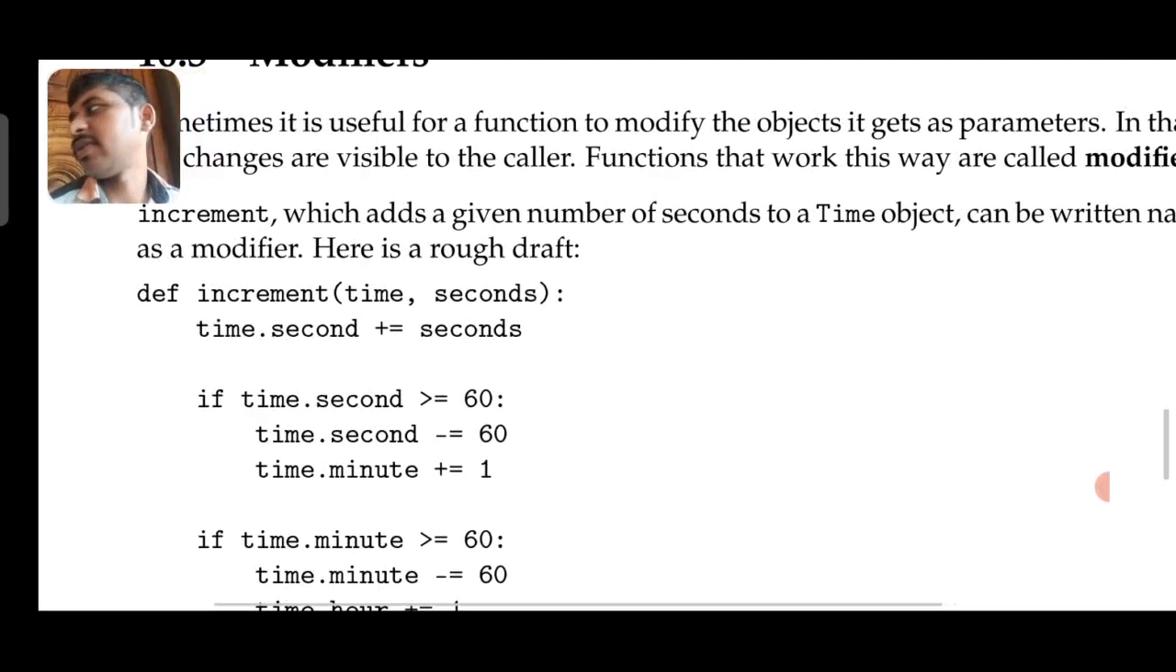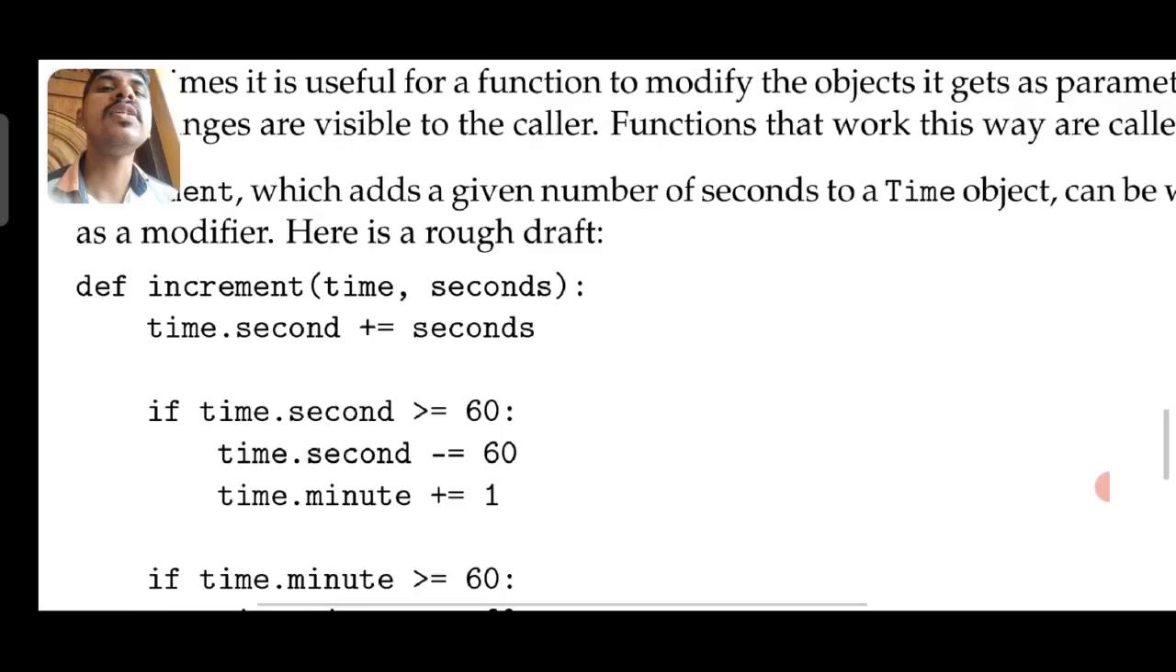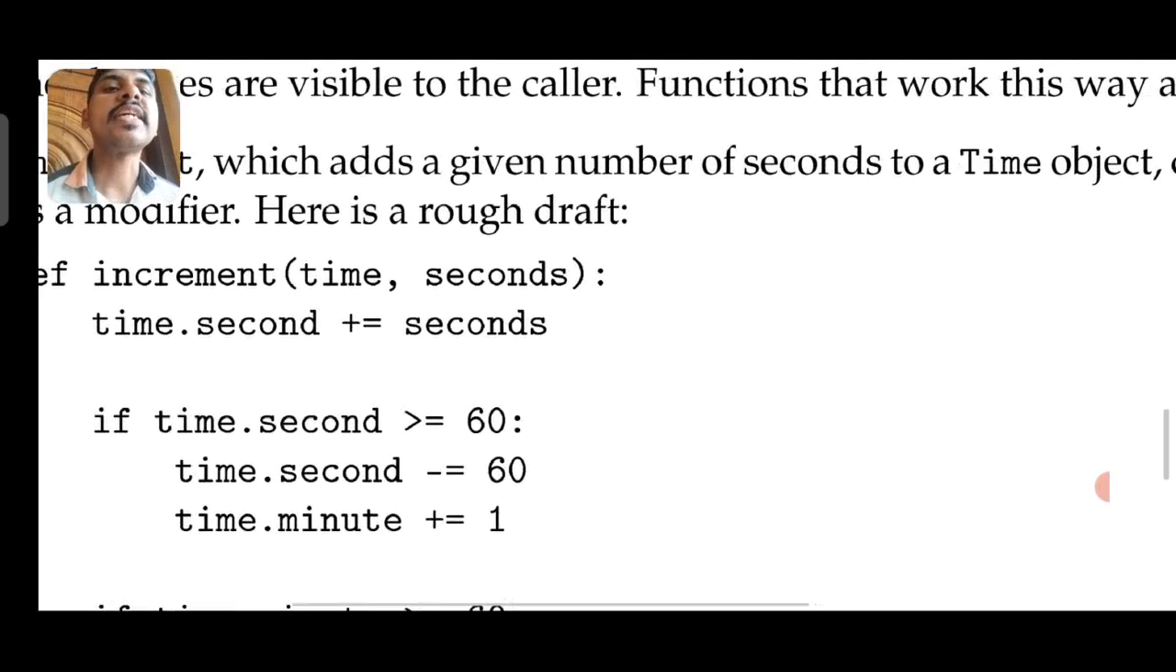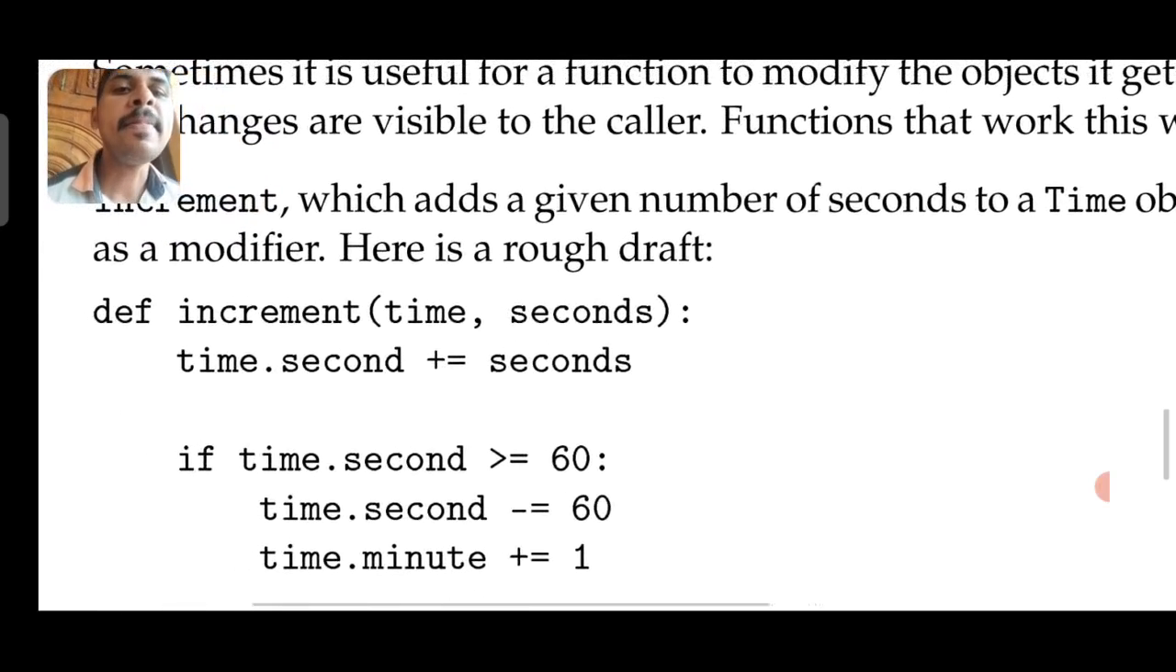Definition of increment. Modifier, you are aware of. Increment means auto increment, auto decrement, all of which you have studied earlier, right? Something similar to it, so increment by 1. We are writing a function, okay? Time and seconds are the parameters we are taking. So time.second will be added: time.second equals time.second plus the seconds value.